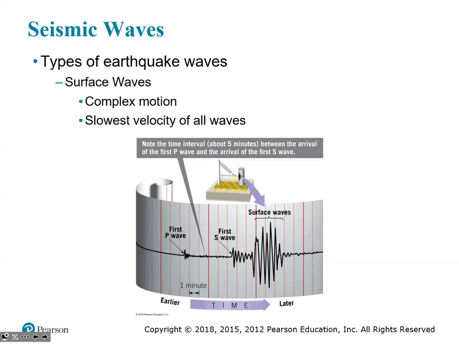So surface waves actually do the most damage, because you can see they're much bigger. And they're all on the surface in a very complex, irregular pattern. They're the slowest of the waves. They give us the least insight about what's going on underground because they're on the surface.